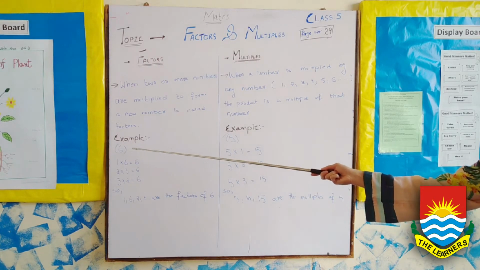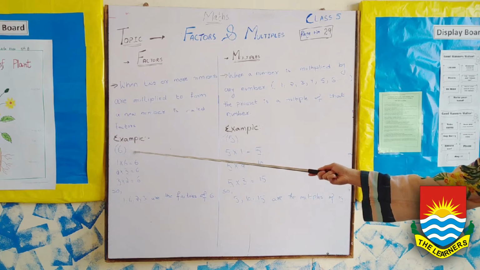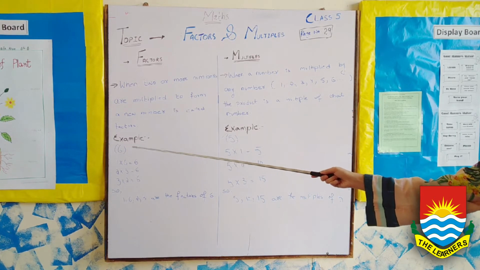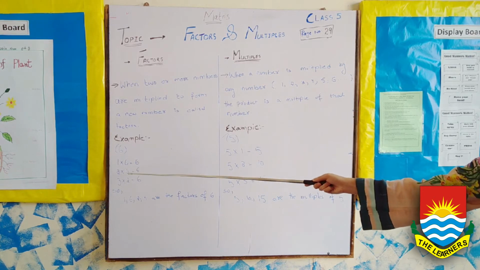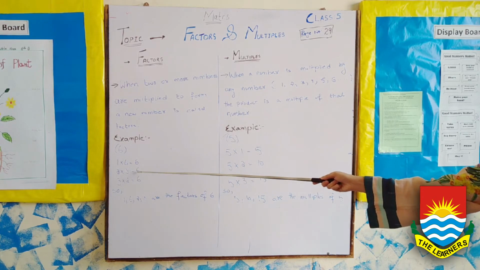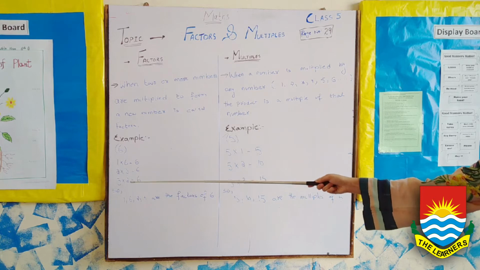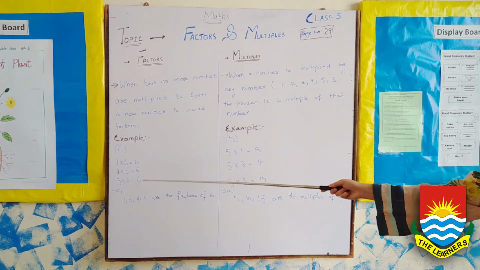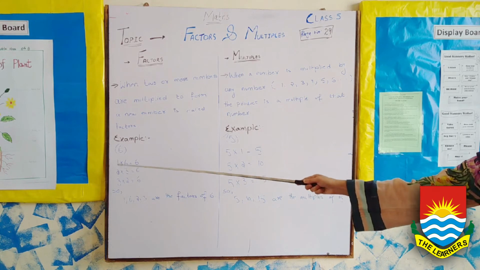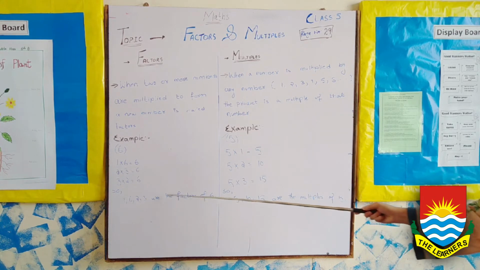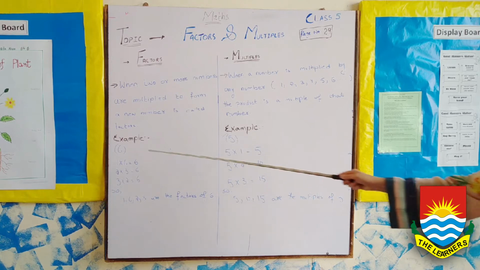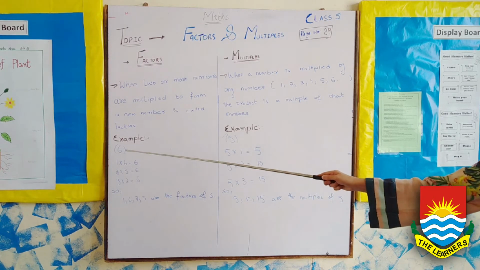Here we check the tables in which 6 comes. In the 1 table, 1 6 is 6. In the 2 table, 2 1s are 2, 2 2s are 4, 2 3s are 6. In the 3 table, 3 1s are 3 and 3 2s are 6. So 1, 2, 3 and 6 are the factors of 6.